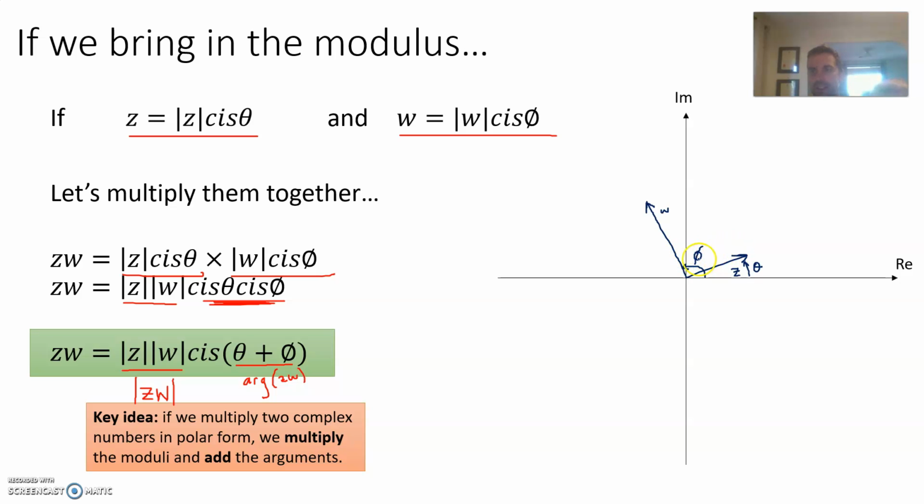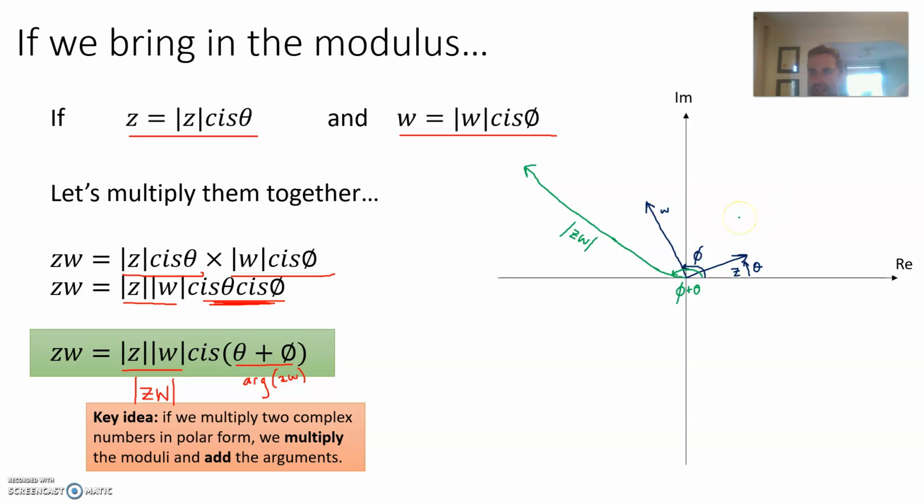Now, if we multiply them together to get zw, then we're going to be adding those two angles together. So we're going to end up with phi plus theta for our new complex number. Okay, so that's roughly where it'll be. And then we're going to be multiplying these two lengths. So the new length, assuming those lengths are greater than 1, is going to be somewhere out here. So whatever the lengths are, they're going to get multiplied together for the new complex number.